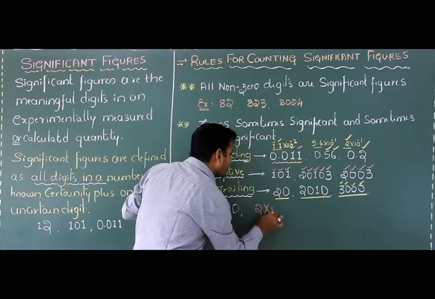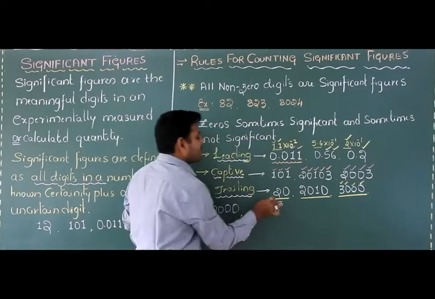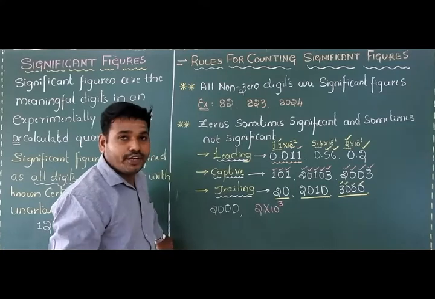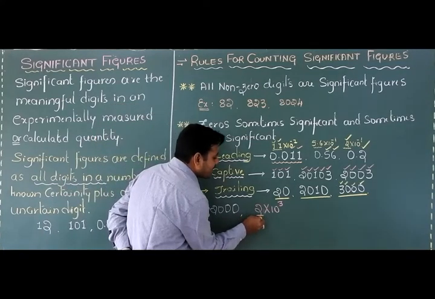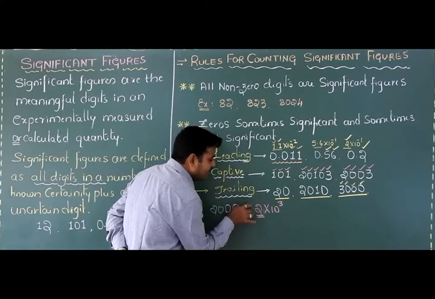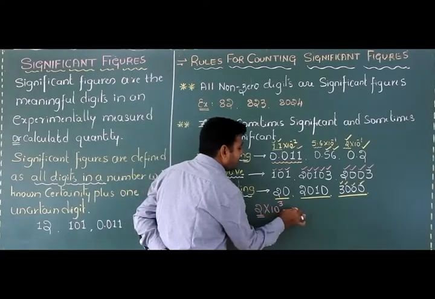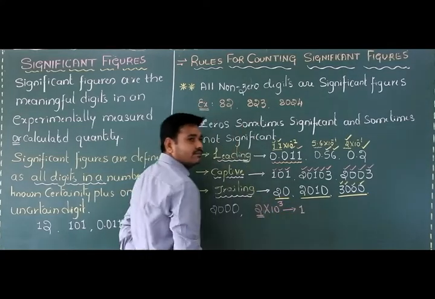That is 2 into 10 to the power of plus 3. 2 into 10 to the power of plus 3. How many digits are present here? One digit. That means one significant figure in this case.